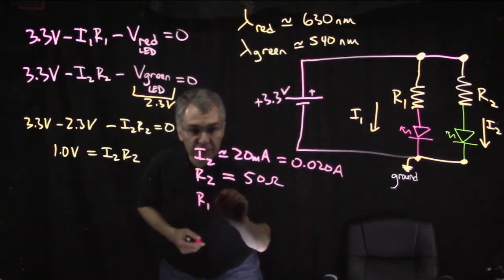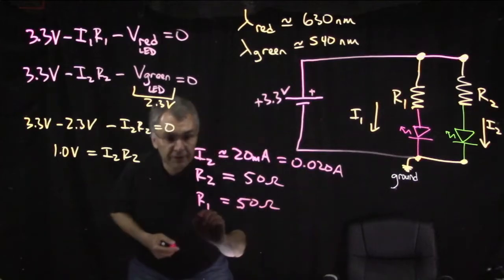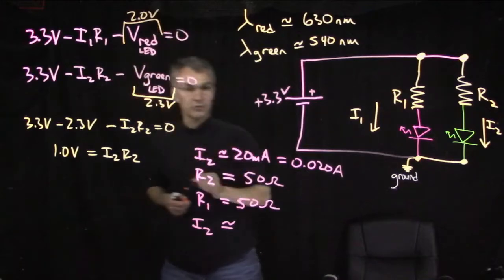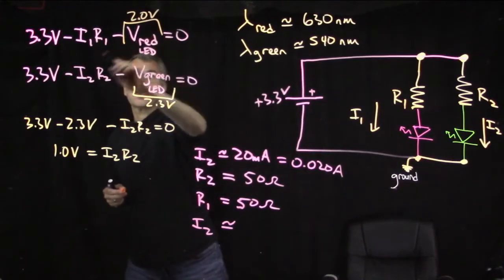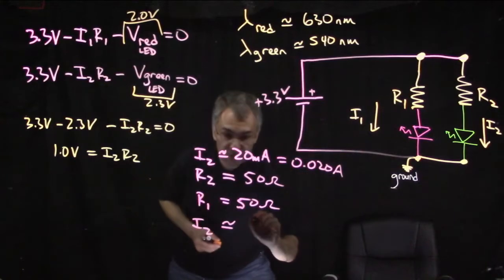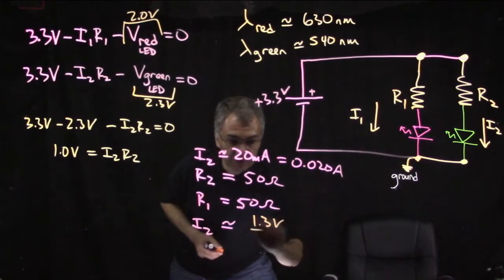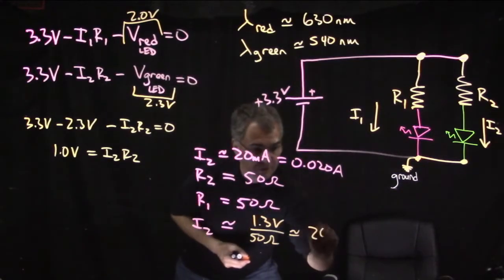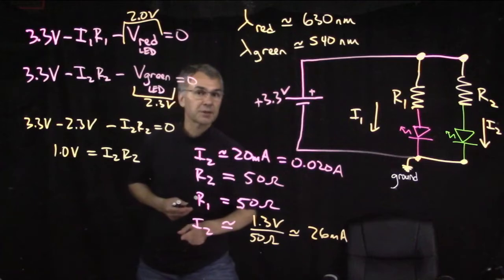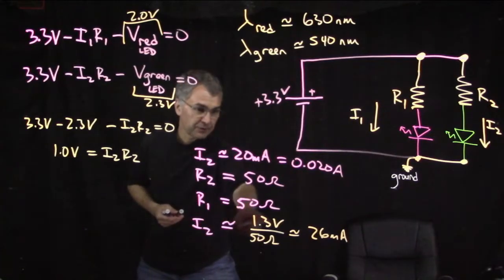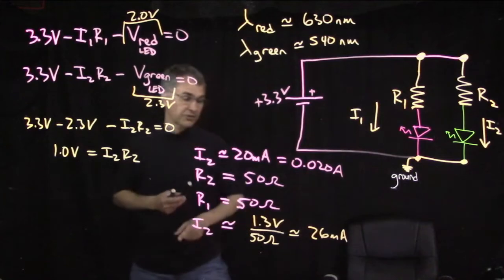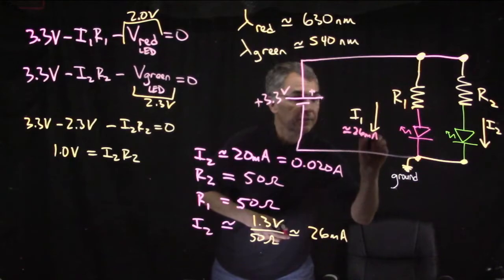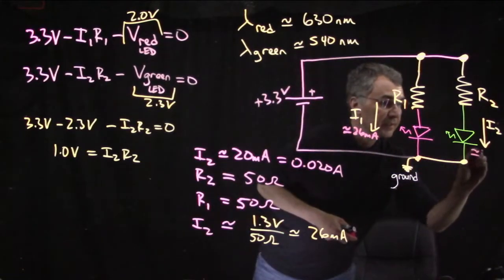So if we also use R1 as 50 ohms, then we'll get I2, this is about 2.0 volts. 3.3 minus 2.0 is 1.3, so this will be 1.3 volts divided by 50 ohms, which is about 26 milliamps. Dividing by 5 is like multiplying by 0.2, so 1.3 times 20 is 26 milliamps. So this should be something like 26 milliamps, and this should be something like 20 milliamps.